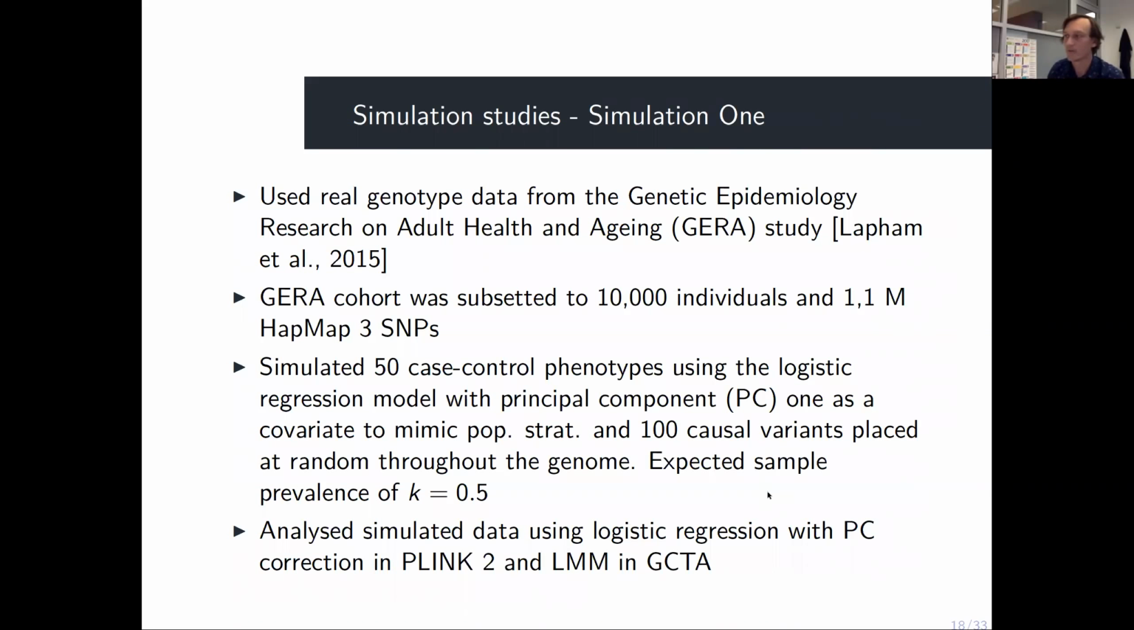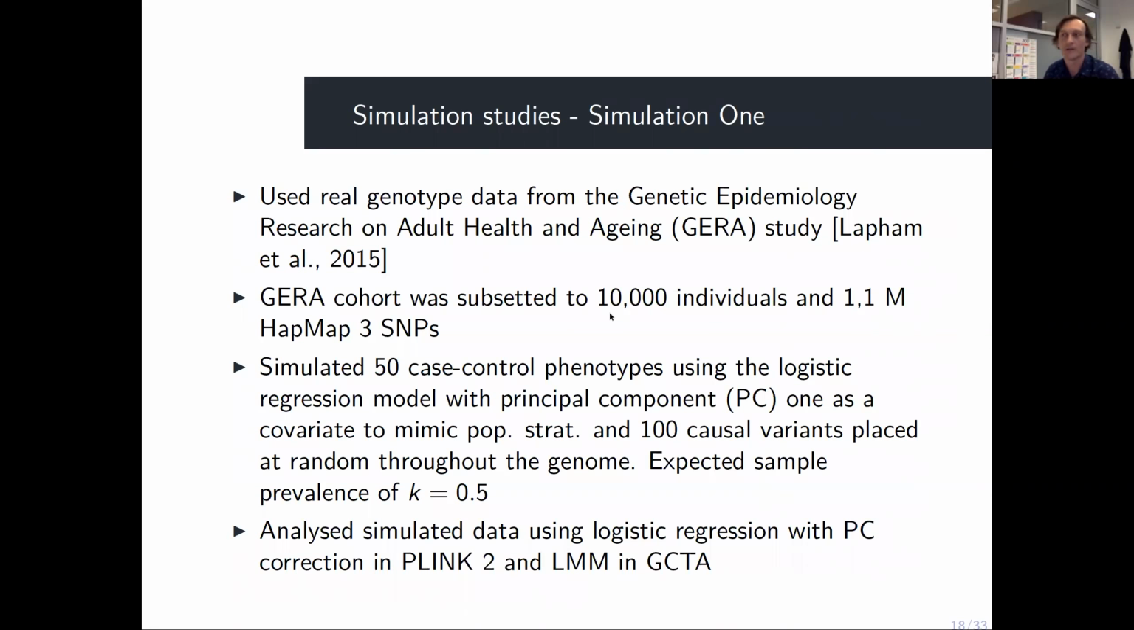to simulate the phenotype. So we used the JIRA study for the genotype, and we had 1.1 million HapMap3 SNPs, and we subsetted the JIRA cohort to 10,000 individuals. And using this real genotype data, I simulated 50 case control phenotypes under the logistic regression model.